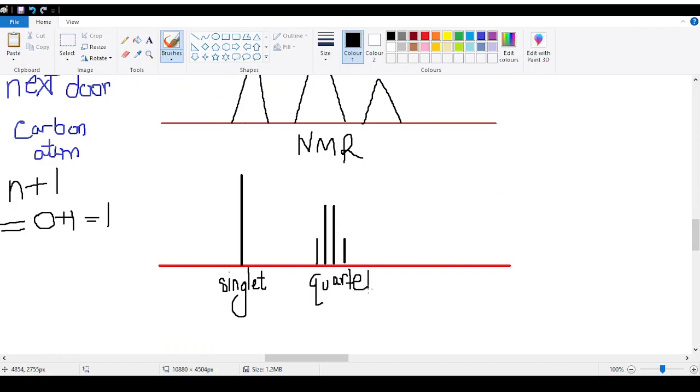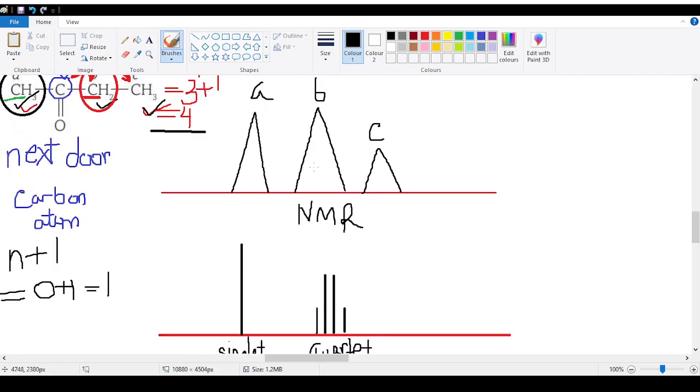Quartet. Why quartet? Because there are 4 splitting patterns inside the peak. You can see that. Is that fine or not? Yes. All right.